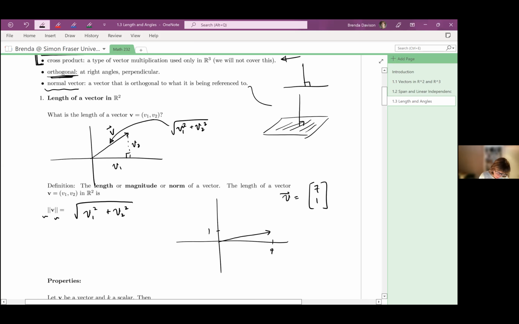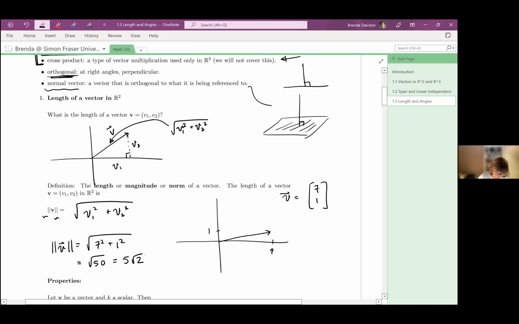And then I would be able to compute the norm of that vector as the square root of the first component squared plus the second component squared. And that would be 49 plus 1, which is the square root of 50. And that is 5 root 2.